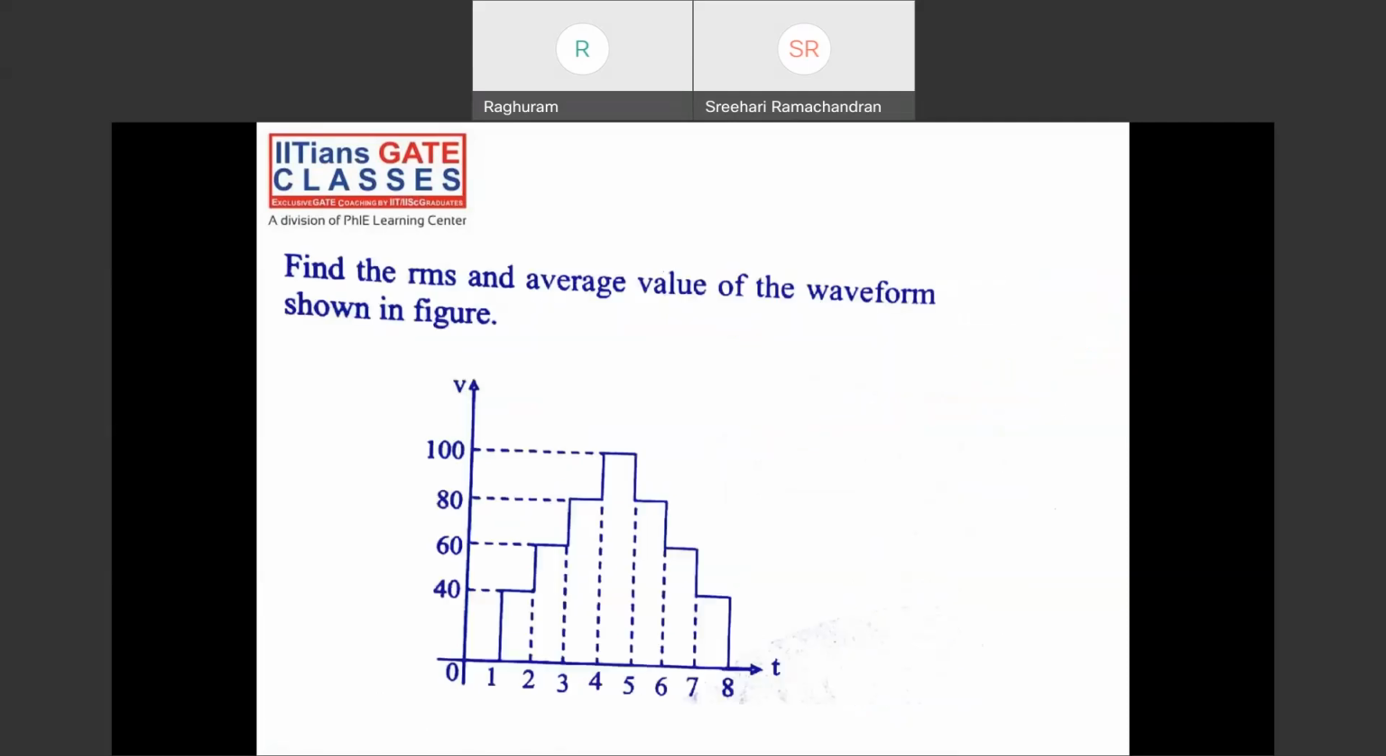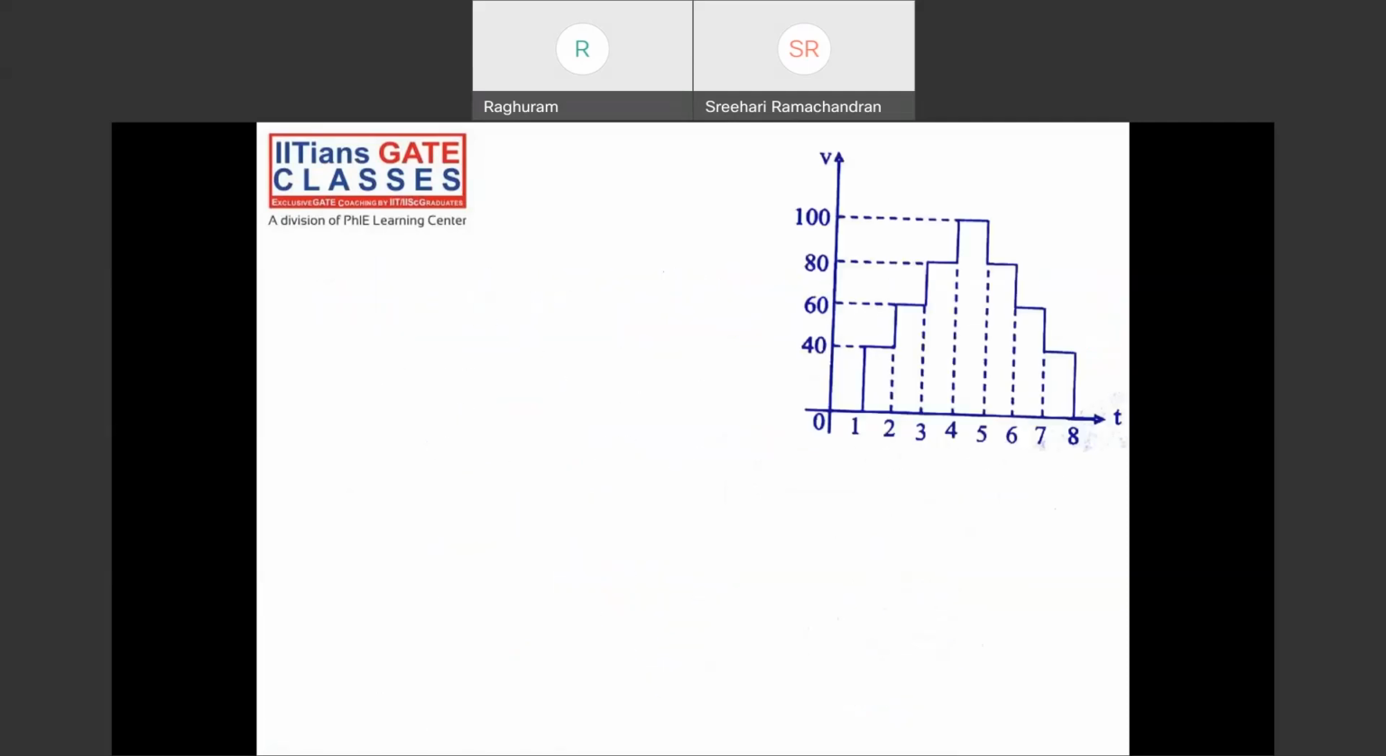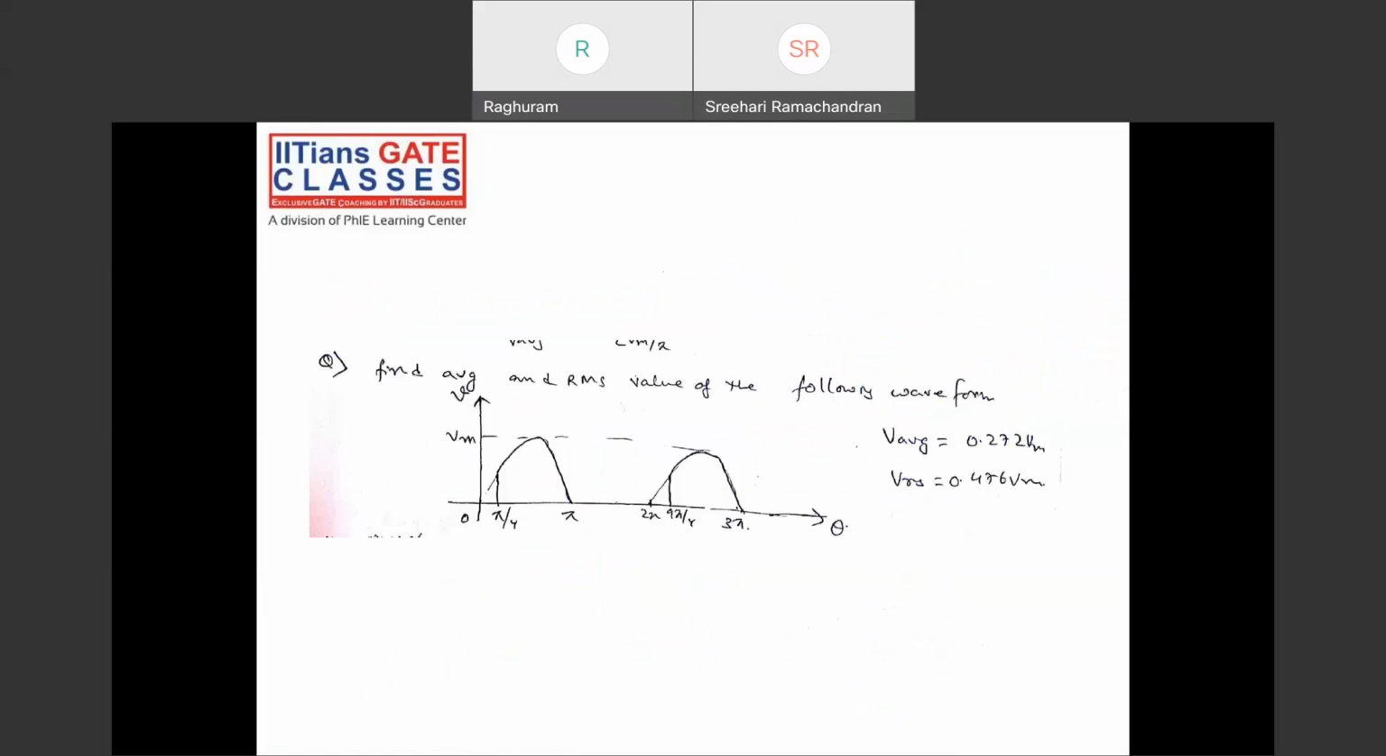Next, you can find all these average and RMS values. Try to do this. I gave you the answers. It starts at pi by 4. What kind of waveform is this? Output of which circuit is this? If you are an electrical guy, you will know this.